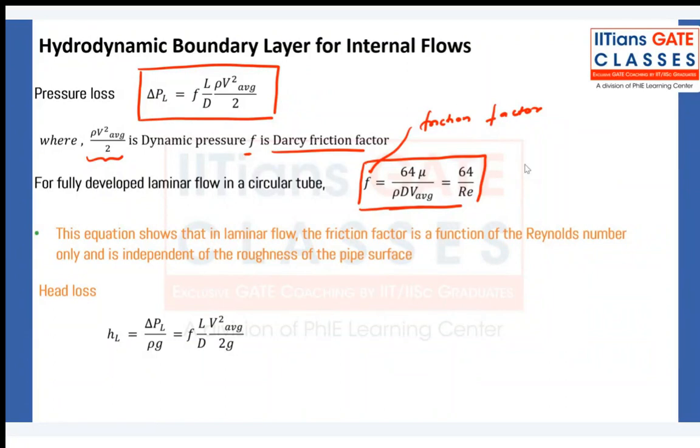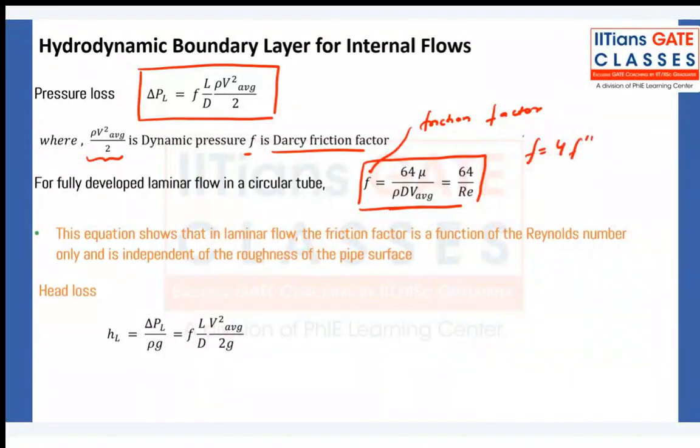This is F, the friction factor, which is CD into 2, the coefficient into 2. There is also one more relation between friction factor and friction coefficient. So friction factor is equal to 4 times the friction coefficient.